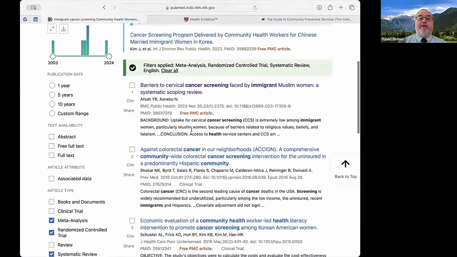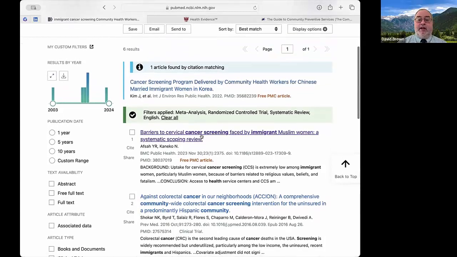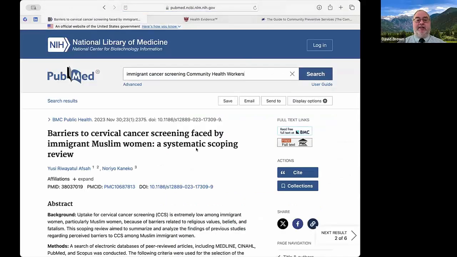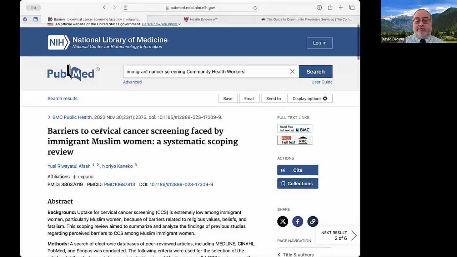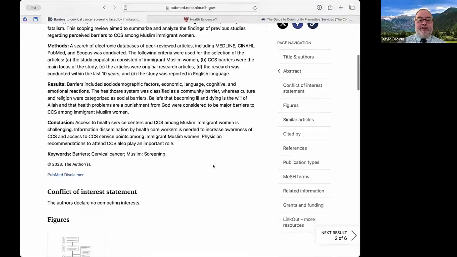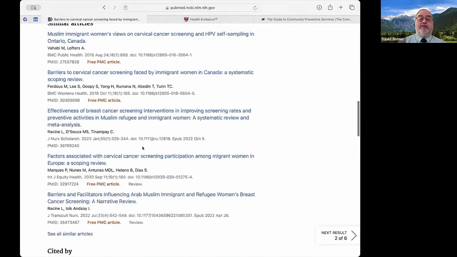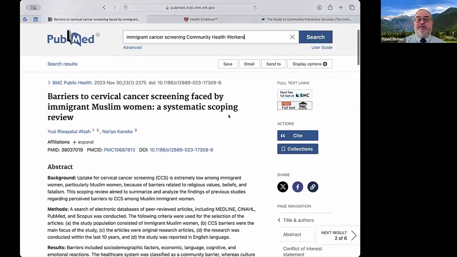So if we want to say, for example, this one on cervical cancer screening, we can select it. It's going to give us barriers to cervical cancer screening faced by immigrant Muslim women, a systematic scoping review. Well, that sounds like it's going to be the highest level. It was published quite recently in 2023. It was peer reviewed as we look at it. So here's just the abstract and a couple of things. It also provides us some similar articles. We really want to get the article specifically.